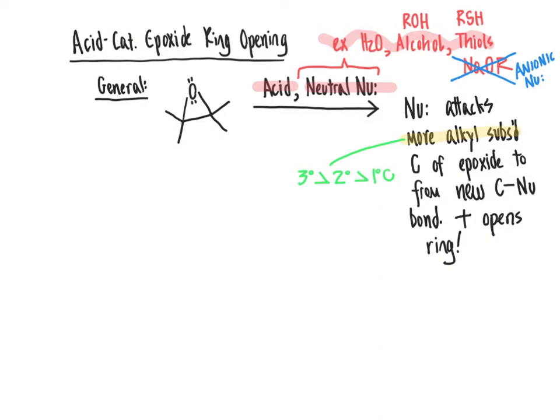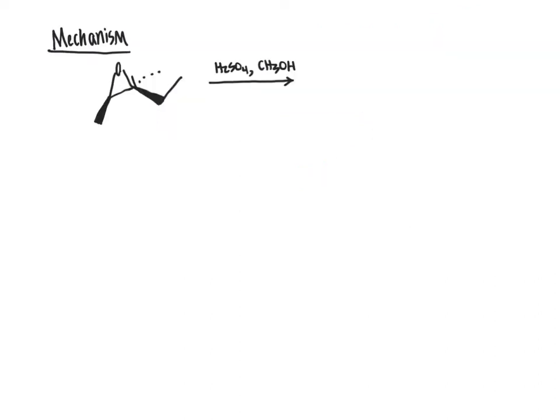So let's take a look at a specific example to go through the mechanism for this reaction. So we'll go through this mechanism for our epoxide reacting with sulfuric acid and methanol. We recognize that these reaction conditions are acidic because clearly there is an acid, sulfuric acid, present within the reaction mixture. When you see an acid reacting, the first thing to always think about is protonation of the organic molecule. And that is exactly what we are going to do here.